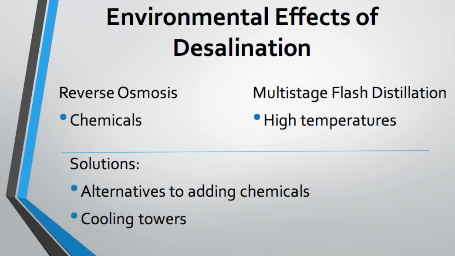There are some suggested solutions to reducing the non-intended effects of desalination on the environment. First, for reverse osmosis, instead of adding disinfectants, alternatives like UV light could be used to kill bacteria, but more research is needed to look into this technique. As for the high temperatures, using cooling towers could give the solution time to reach a safe temperature.